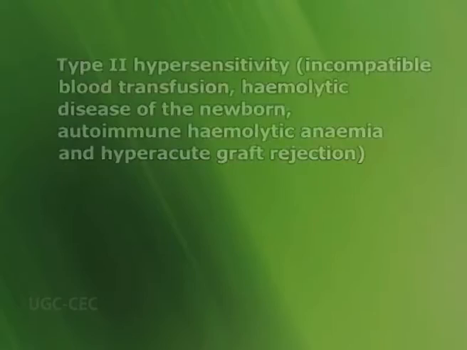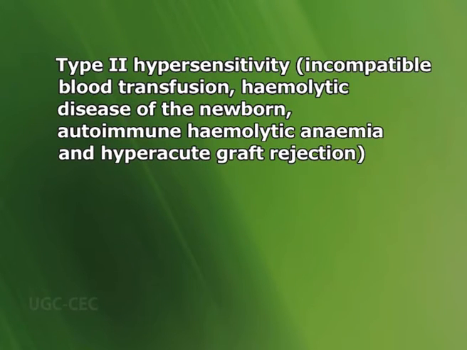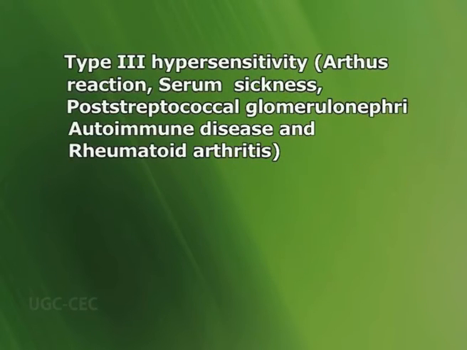Certain viruses are neutralized after interaction with antibody and complement components. C2a can be converted to C2 kinin which regulates blood pressure by causing blood vessels to dilate. They contribute to type 2 hypersensitivity, that is incompatible blood transfusion, hemolytic disease of the newborn, autoimmune hemolytic anemia and hyperacute graft rejection, and type 3 hypersensitivity, which includes Arthus reaction, serum sickness, post-streptococcal glomerulonephritis, autoimmune disease and rheumatoid arthritis.